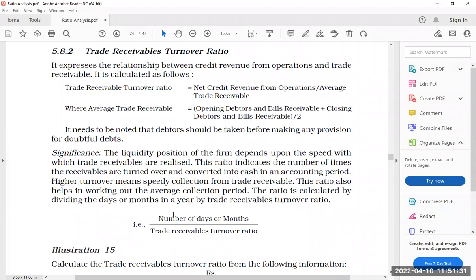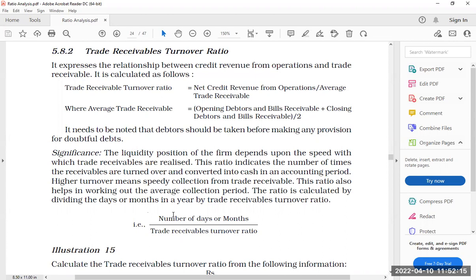Trade receivable turnover ratio is equal to net credit sales divided by average trade receivable. What is net credit sales? Total sales minus cash sales minus sales return is equal to net credit sales, divided by average trade receivable.